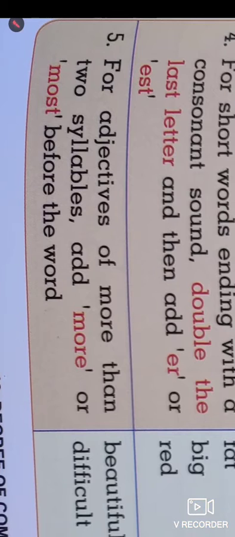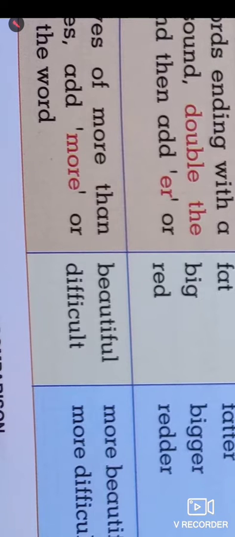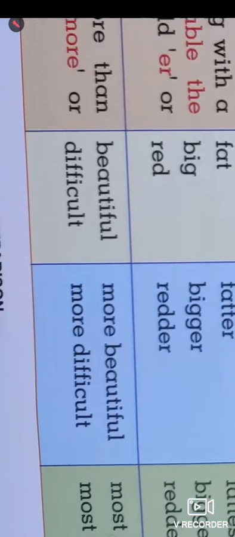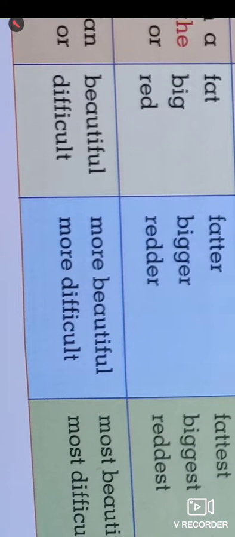And the fifth one is for adjectives of more than two syllables: add more and most before the words. So here are the words: beautiful, more beautiful and most beautiful; difficult, more difficult and most difficult. So here are some types of adjectives in which the comparative degree is formed.